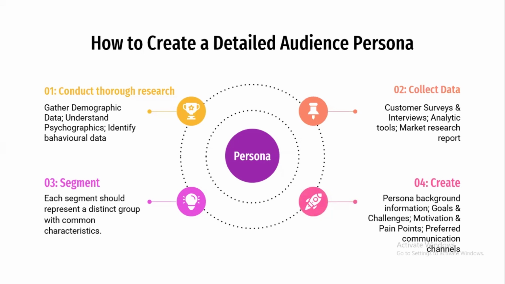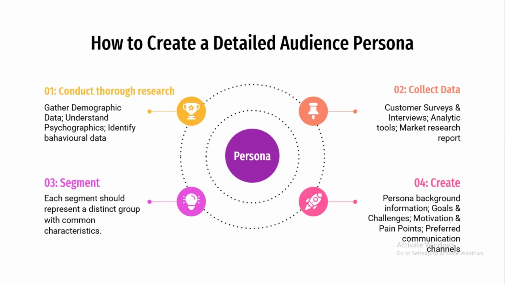Then we have the professional background, which details their job title, career path, and work environment. The third section will be the goals and challenges. For the goals, we have to detail what their personal and professional goals are. Then for the challenges section, we also detail their obstacles in achieving their goals. The fourth section will be motivation and pain points. On the motivation level, we identify what drives them to make decisions and take action. Then on the pain points, we detail their frustrations or problems that they encounter.